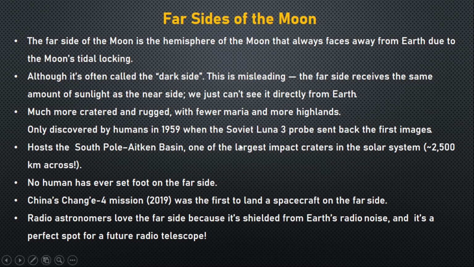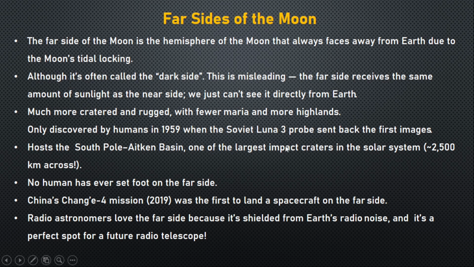The fact that we can't see it doesn't mean that it doesn't exist. But this far side is much more cratered. I mean, there are more craters and rugged places on it, and it has fewer maria and more highlands. Humanity only discovered it in 1959, when the Soviet Luna 3 probe sent back the images.